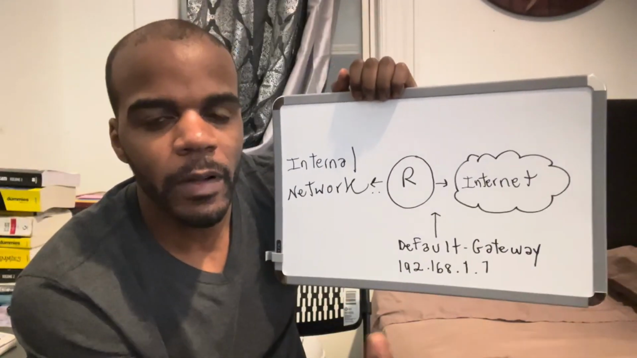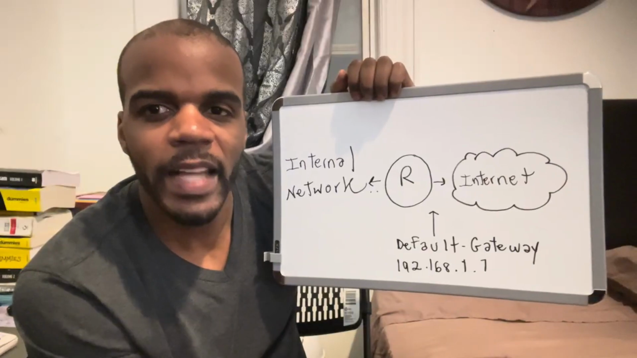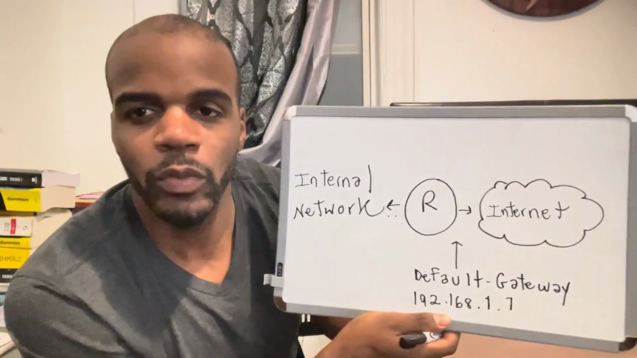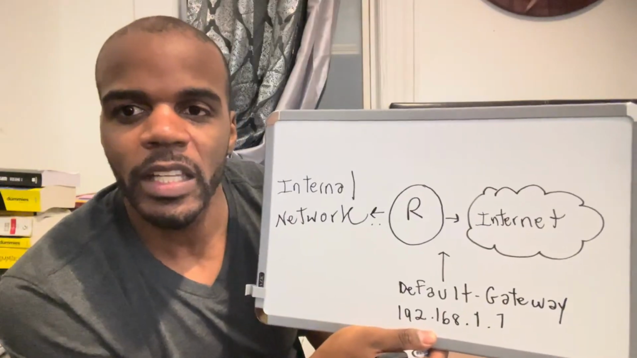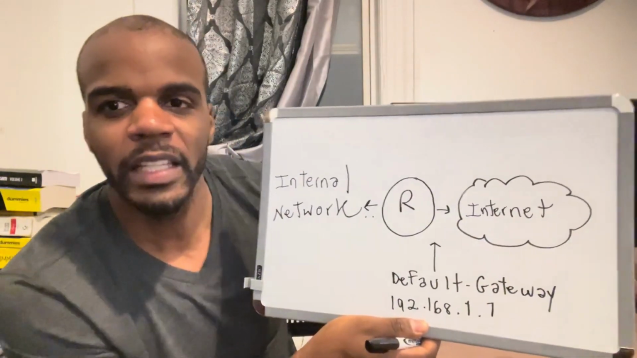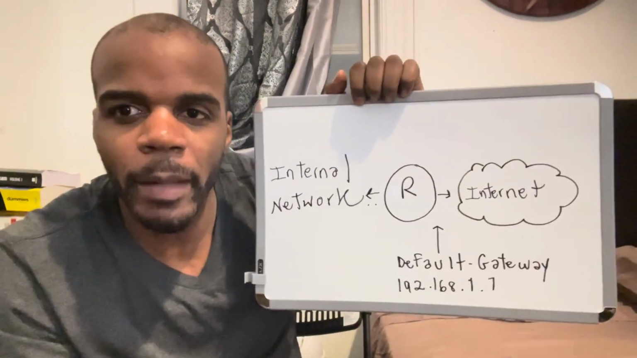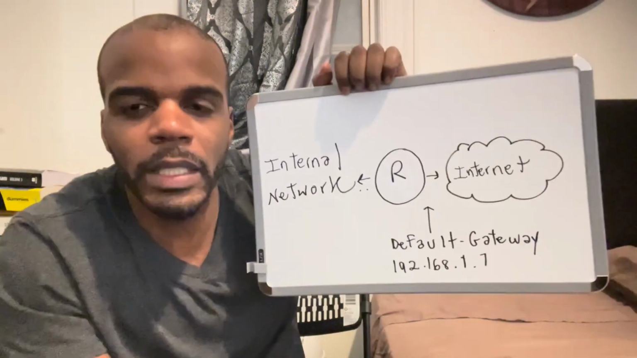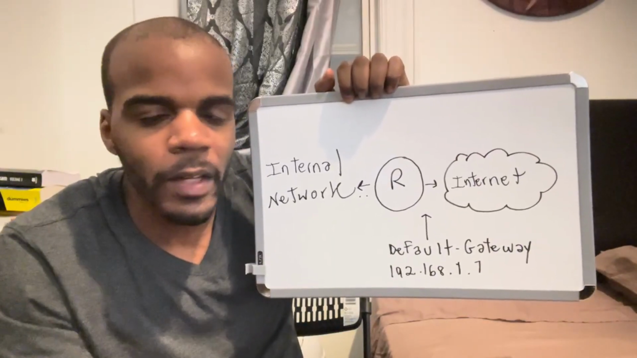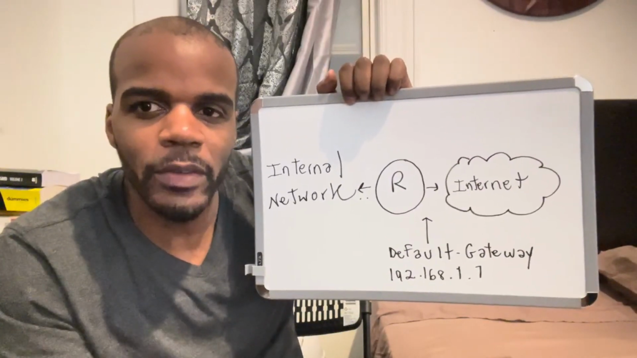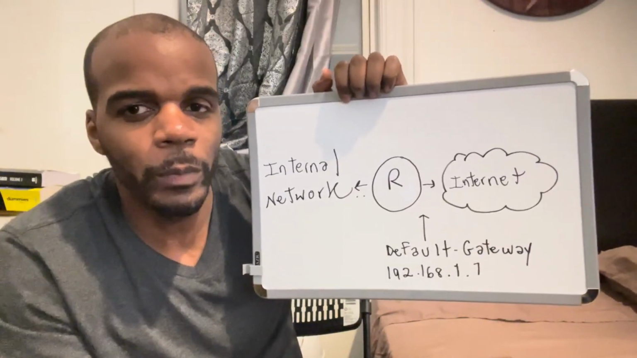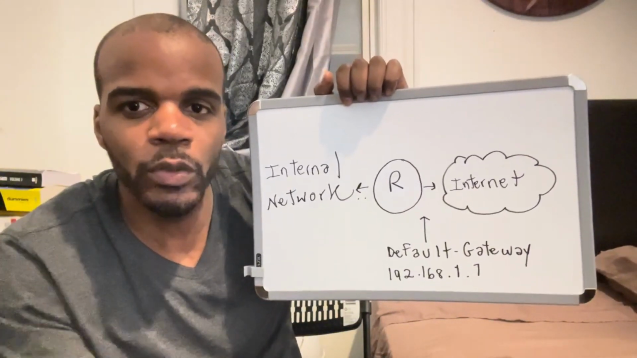So you might ask me, what happens if a router doesn't have a default gateway? Well, if the router doesn't have a default gateway, there won't be any information to go out to the internet. Let's say, for example, I'm at the library and I'm trying to use the internet. I can't use the internet if I have no default gateway. That's it. So it's important for us to have a default gateway.